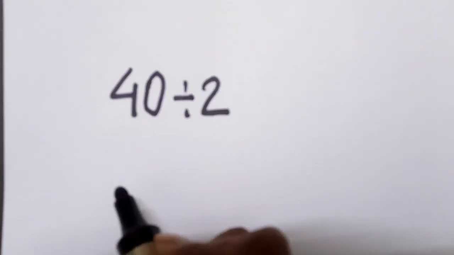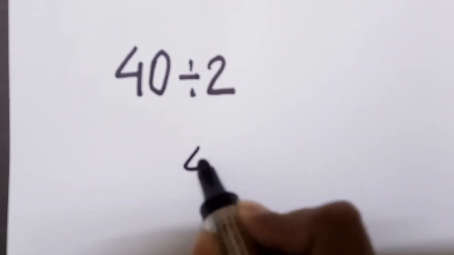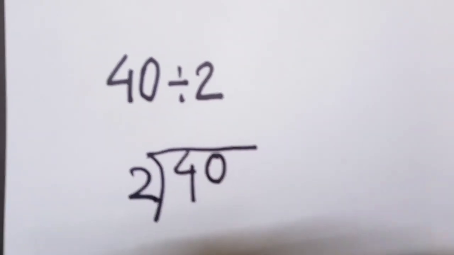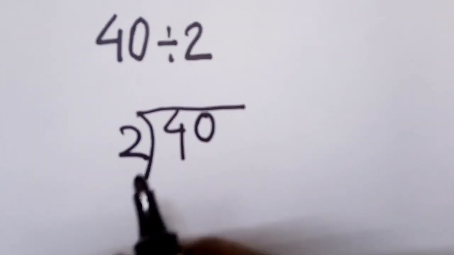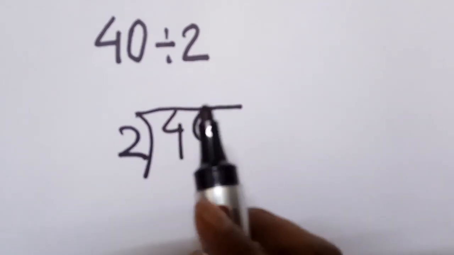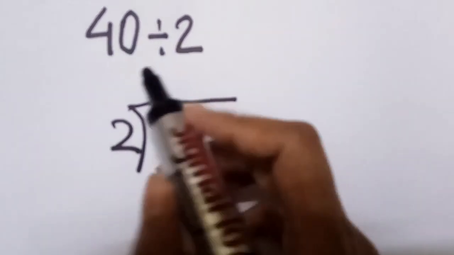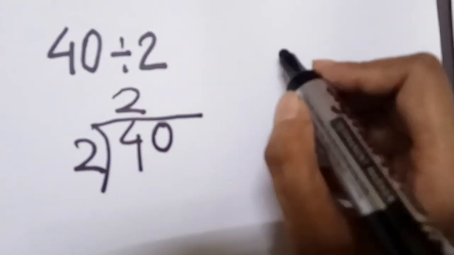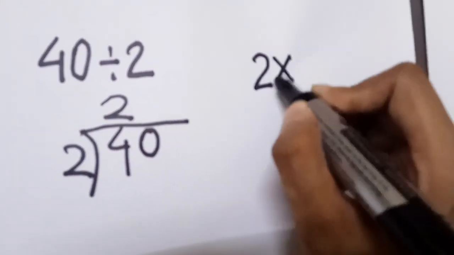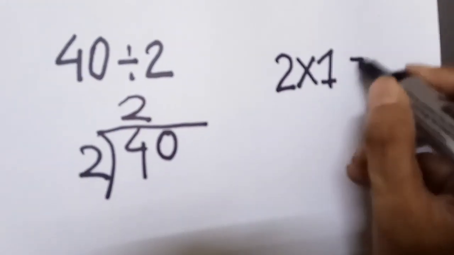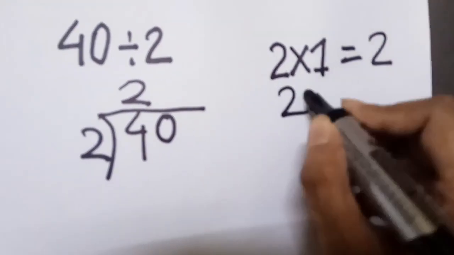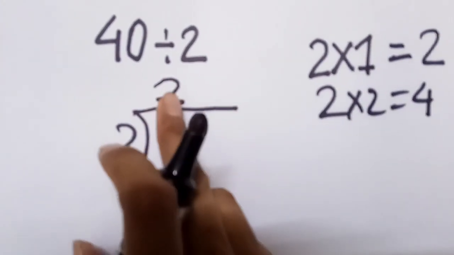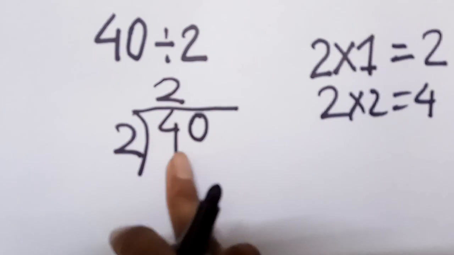This is our problem. First we have to write it vertically. 42. We have to recite the times table of 2. 2 ones are 2, 2 twos are 4. That's why we will write 2. I am explaining again. 2 ones are 2, 2 twos are 4. We got the match. That's why we write 2 here.